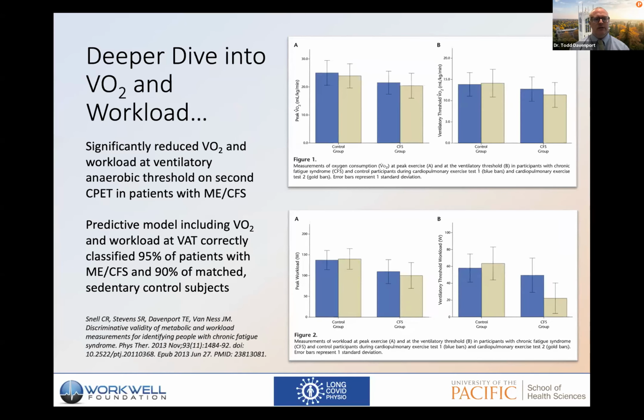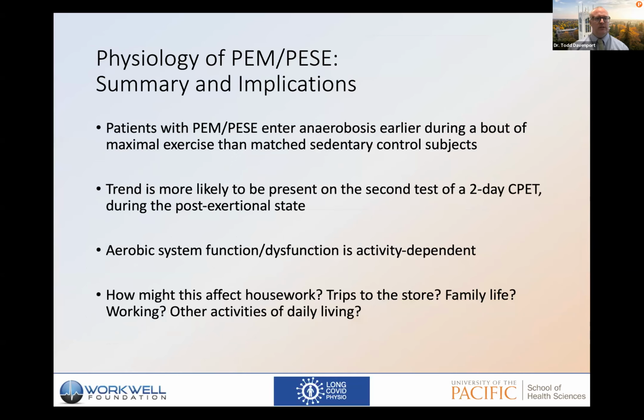Specifically, our group has found a significant reduction in the volume of oxygen consumed and the workload measurement at ventilatory anaerobic threshold on the second test of a cardiopulmonary exercise test. In fact, a predictive model including VO2 and workload at that ventilatory anaerobic threshold correctly classified 95% of patients and 90% of matched sedentary control subjects. So this test methodology can be used to reliably differentiate between people who have post-exertional malaise or post-exertional symptom exacerbation and people who are deconditioned. The inference here, of course, is that this isn't deconditioning. Post-exertional malaise, post-exertional symptom exacerbation is not being down after being ill or having a maladaptation to a lower activity level. This is part of the pathophysiology.